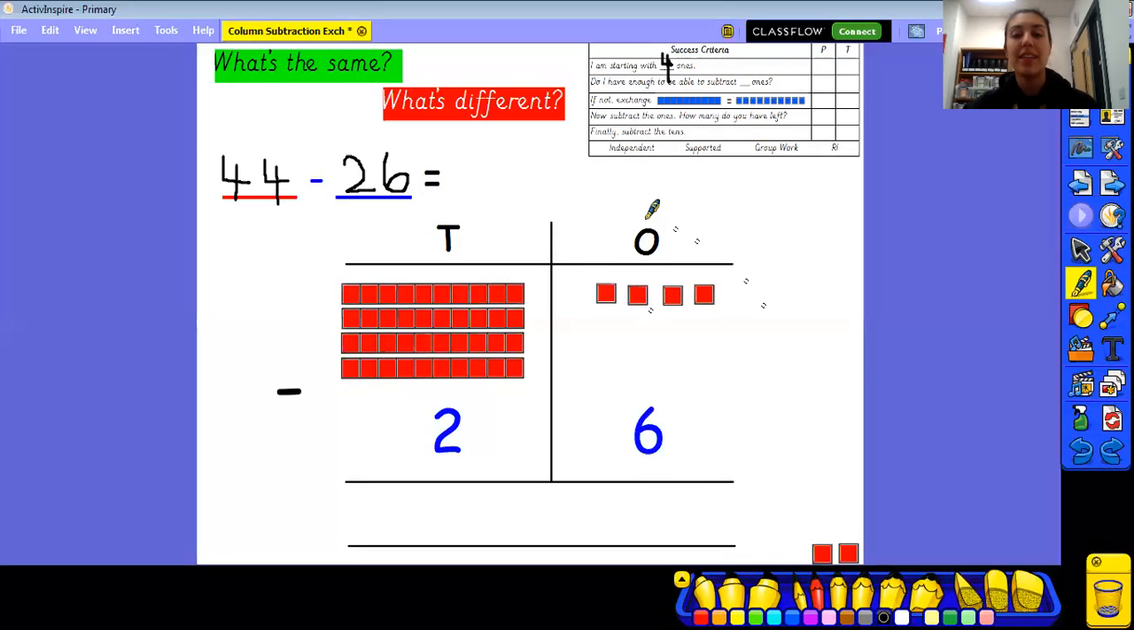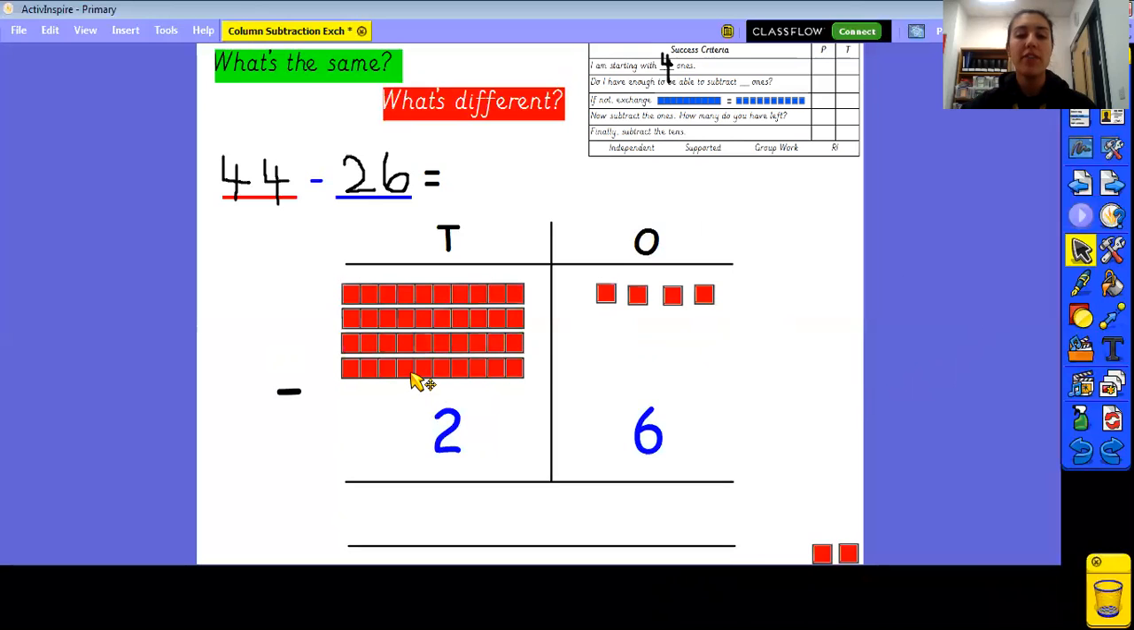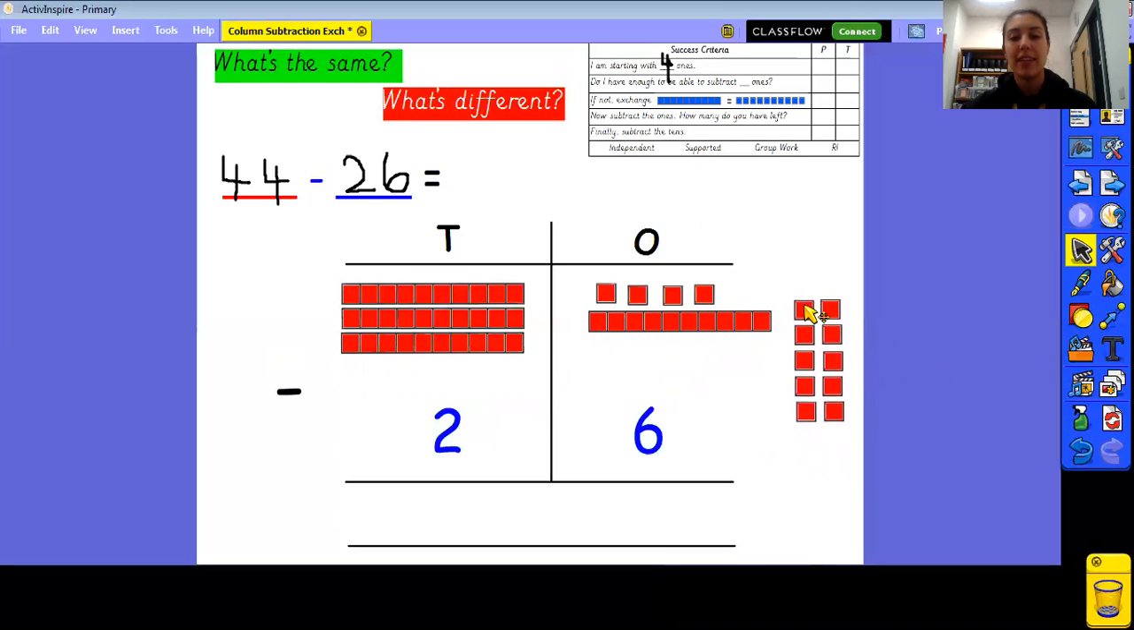So that means I need to get myself some more ones here to be able to take away 6. So where would those ones come from? Where do you think I could get some ones from? Well done if you said that I could exchange one of the tens from my tens column into 10 ones. That's right, because 1 ten is equal to 10 ones.